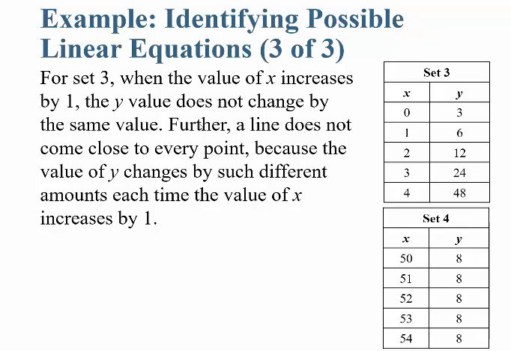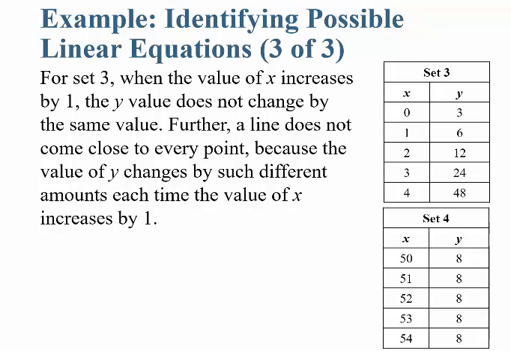For set 3, when x changes by 1, look what happens. 3 to 6 goes up by 3. Then this goes up by 6. Then this goes up by 12. And this goes up by 24. So it's changing by a different amount. When the value of x increases by 1, the value of y does not change by the same value. Further, a line does not come close to every point because the value of y changes by such a different amount each time the value of x changes by 1. We'll talk about this in later sections. It looks like some type of quadratic or exponential growth for the value of y, but we'll get to that.